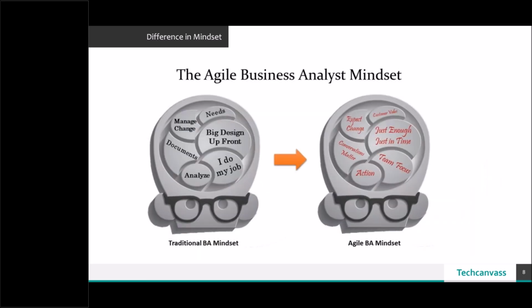Okay. So then we talk about the difference in the mindset. What is the agile BA mindset, and how does a traditional BA think? So the traditional BA is focused on a lot of documentation and analysis. He will try and manage the change. There is a lot of time and effort which goes into managing the change as well, because as I mentioned earlier, the functional specifications document is the Bible of the project. So whatever is documented is in scope, and whatever is not documented will be out of scope.